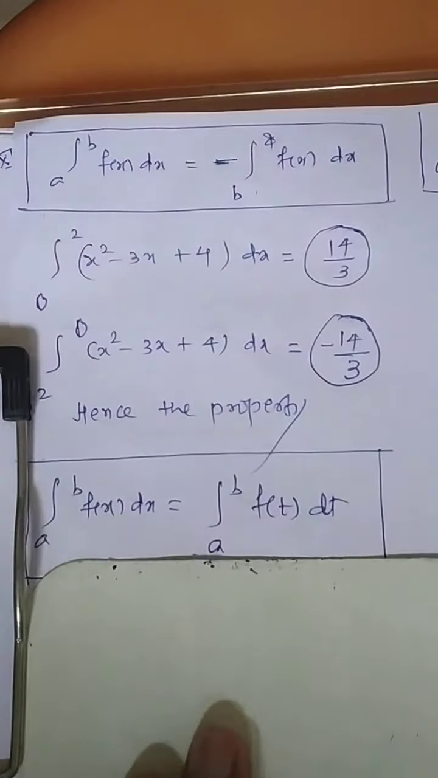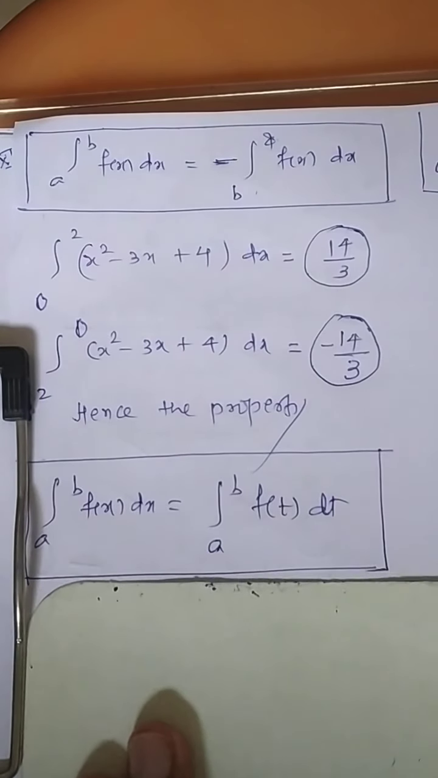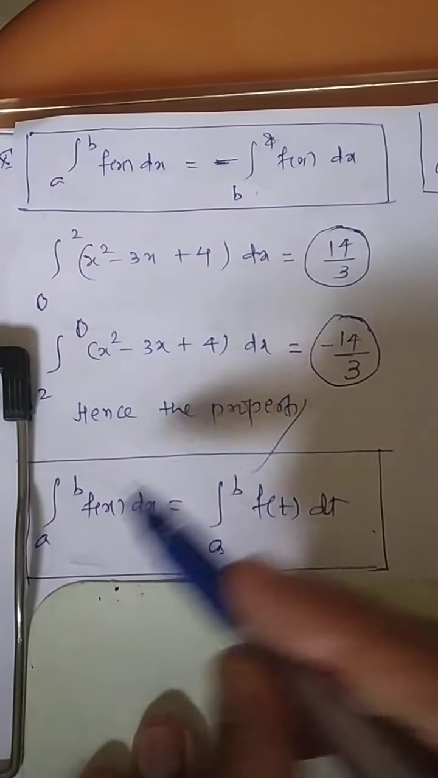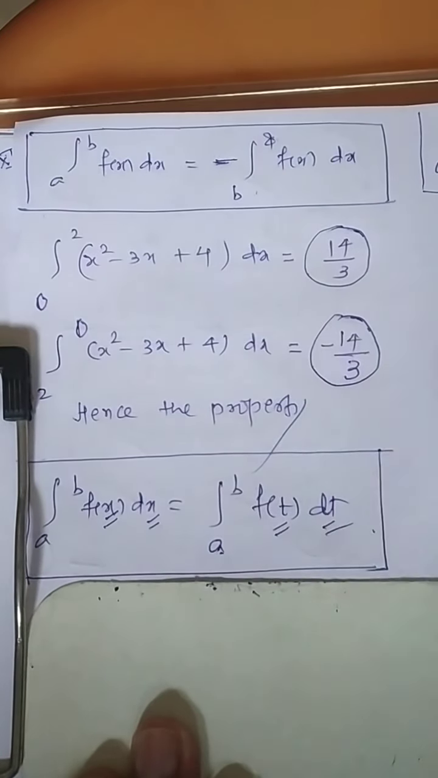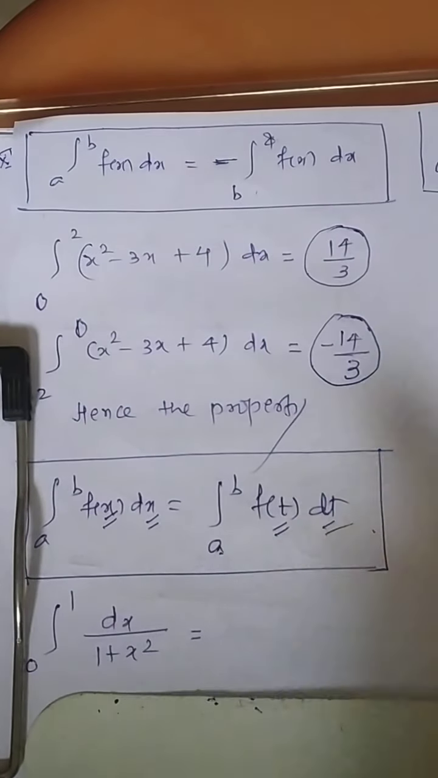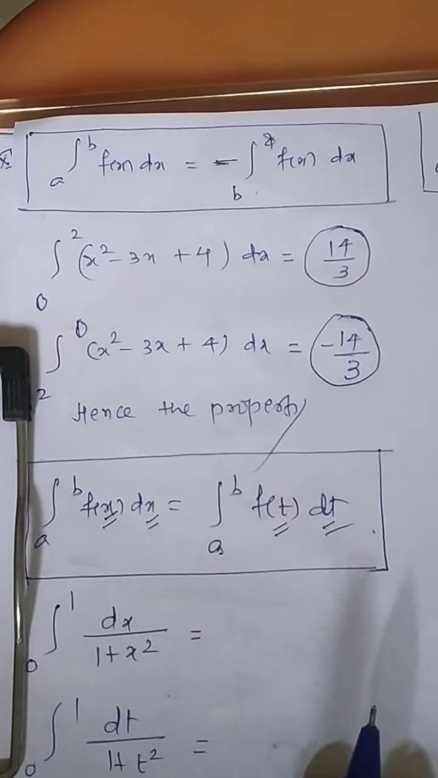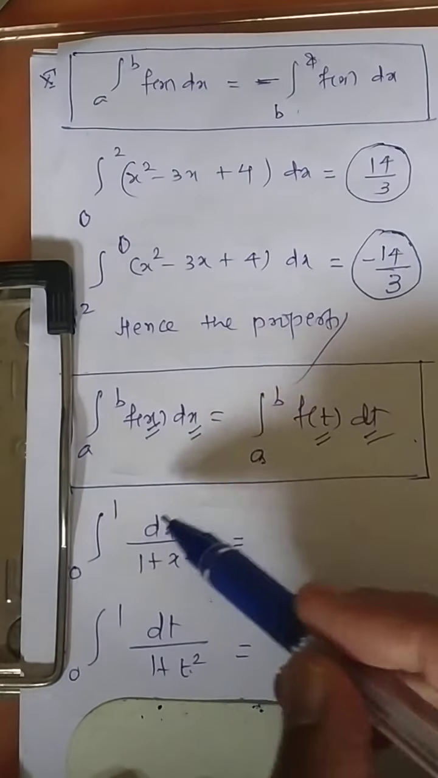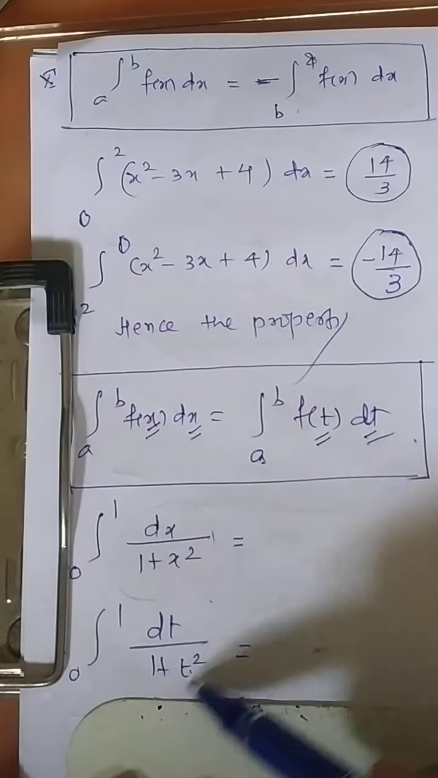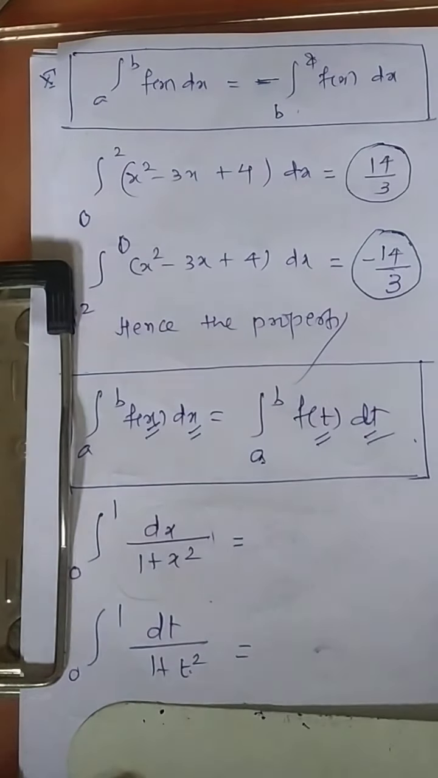Now one more property. ∫ from a to b f(x) dx will be the same as ∫ from a to b f(t) dt. This is change of variable. You can change the variable, and the limits will remain the same. Its meaning is, suppose I ask you to integrate this and simplify. Here this is a question in terms of x, this is a question in terms of t, you will get the answer.